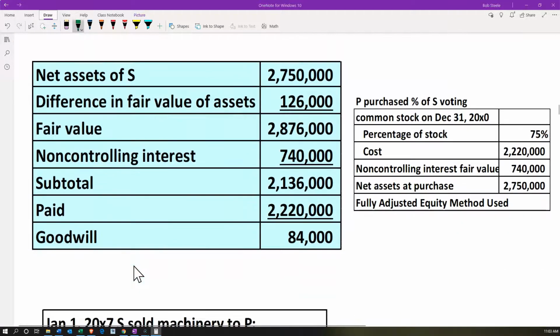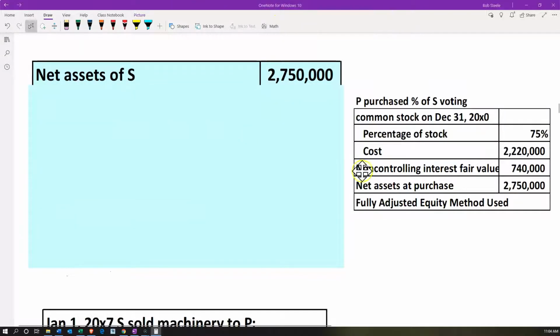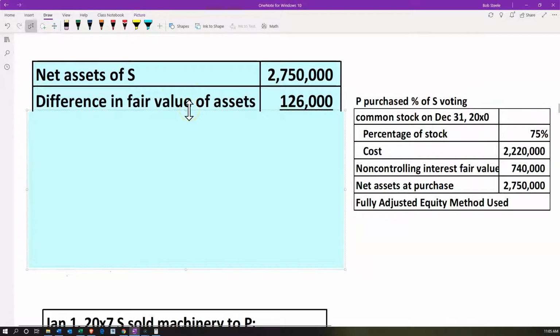Next item we want to do is our goodwill calculation. So I've added a little reveal box here because that's more exciting, a little mystery for our items. So we're going to say that's going to start off with the net assets of S. We got our information from the information up top. We're just going to take the piece that is applicable now. The net assets at purchase being the 2,750,000. So we're going to take that amount, and then we're going to look at our differential.